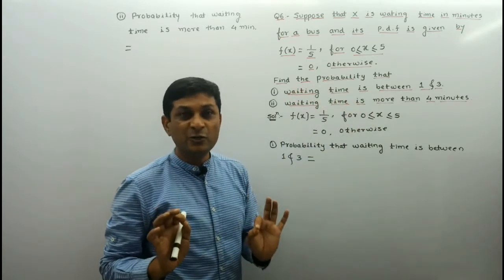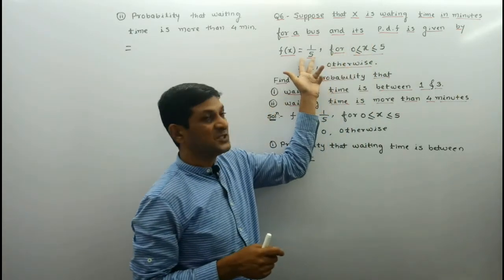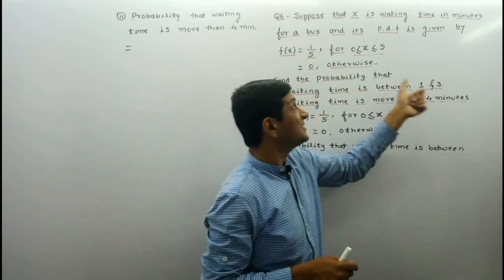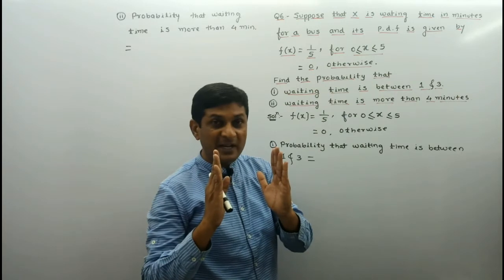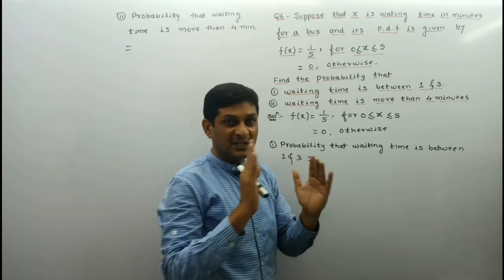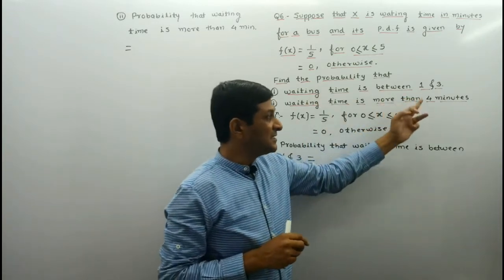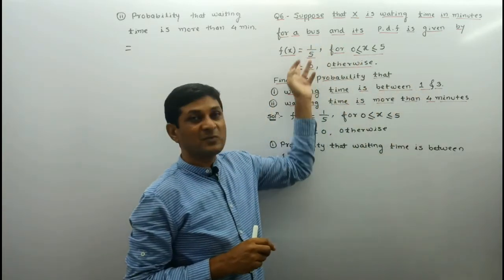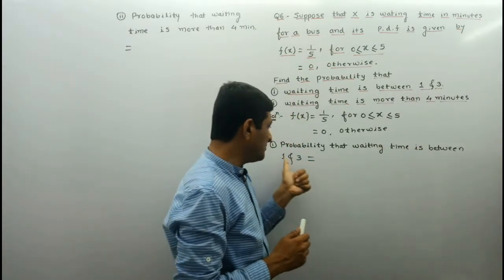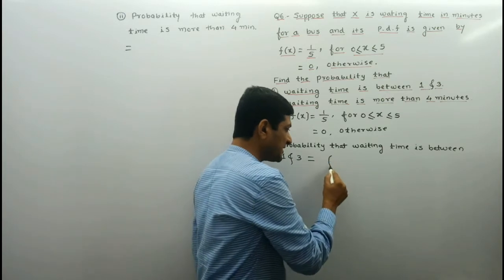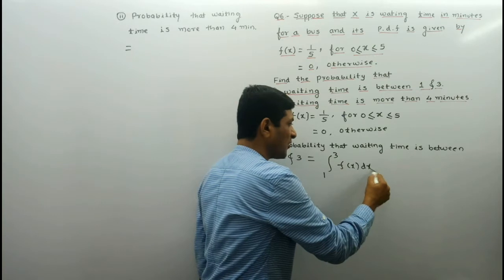Now in the first case we have to find out the probability that the waiting time is in between 1 to 3. If the waiting time is between 0 to 5, at that time we have to use this function, and 1 to 3 is also a part of this 0 to 5. So that's why in this interval we have to consider this value of f of x. Means our limits are from 1 to 3, f of x dx, this will be our formula here.